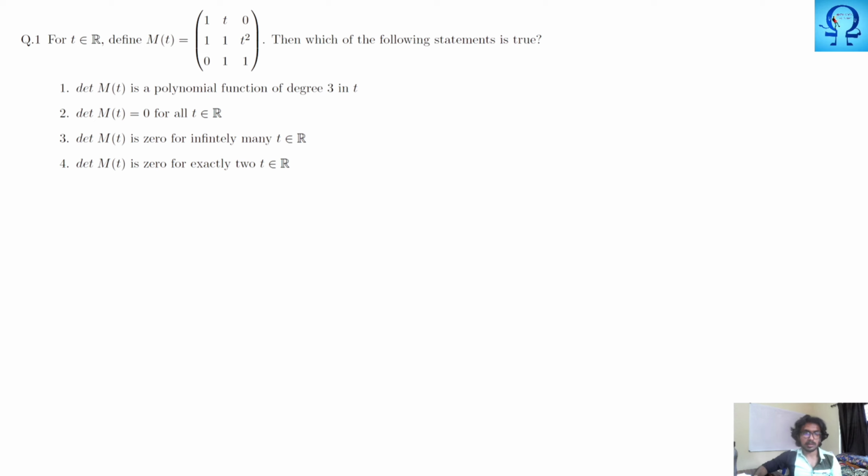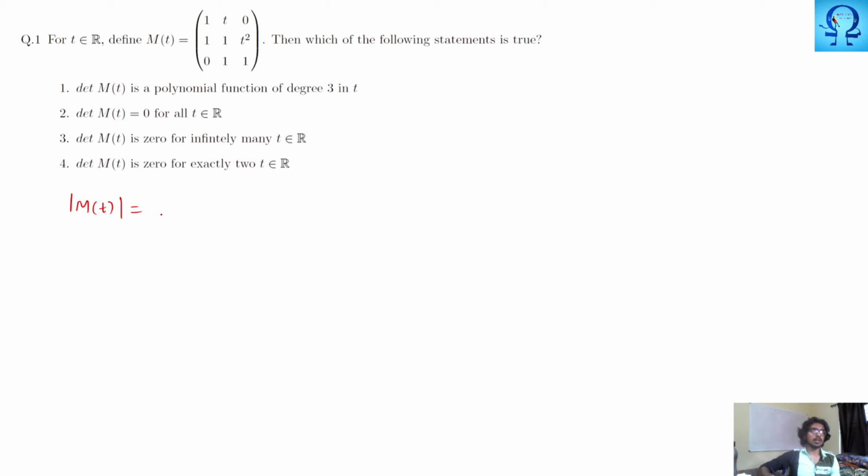December 2019. The first question is, for t in real numbers, m of t is defined like this. Then we will have to identify which of the following statements is true. Among these, only one statement is going to be true. If you look, all the options are talking about the determinant of m of t. So, let us calculate the determinant of m of t.